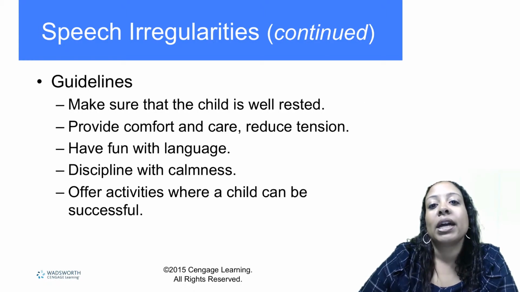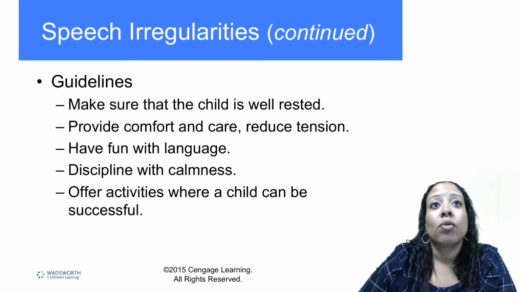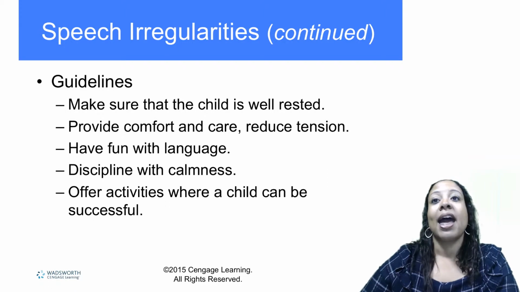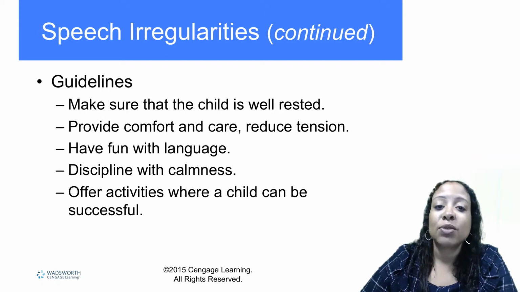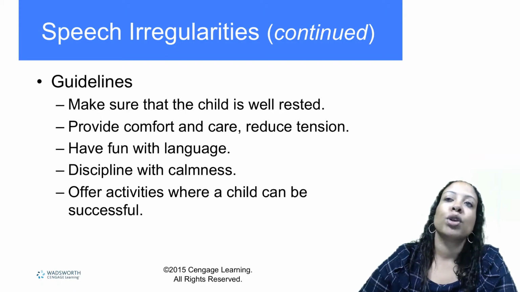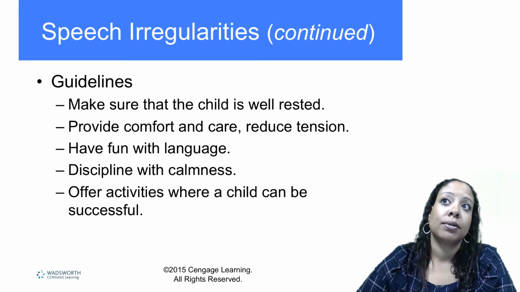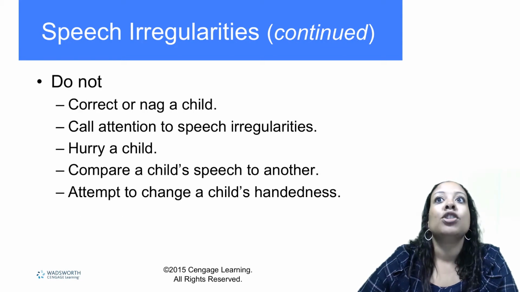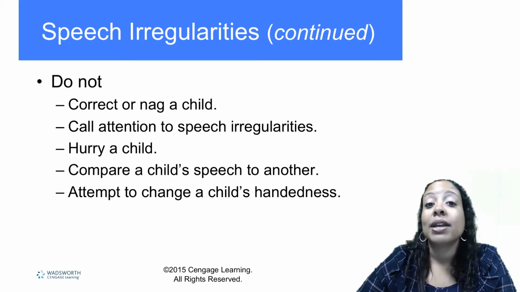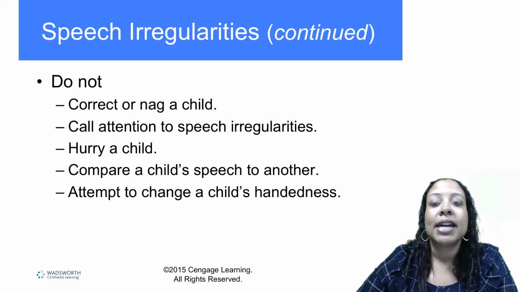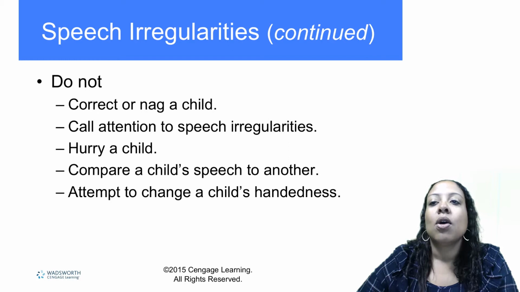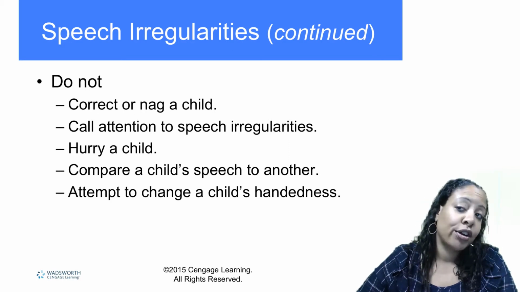Guidelines for speech irregularities. Make sure that the child is well rested. Provide comfort and care. Reduce tension. Have fun with language. Discipline with calmness. Offer activities where a child can be successful. And that's really important. You want to give the child opportunities to feel successful. Do not correct or nag a child. Do not call attention to the speech irregularities. Do not hurry a child or compare a child's speech to another.